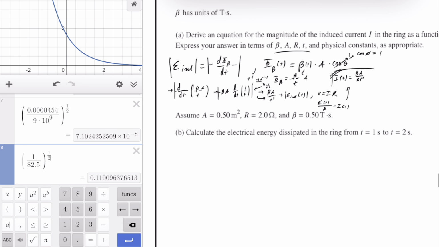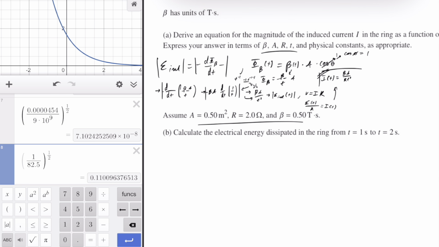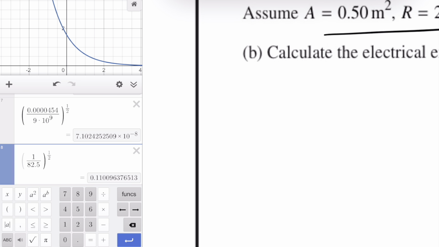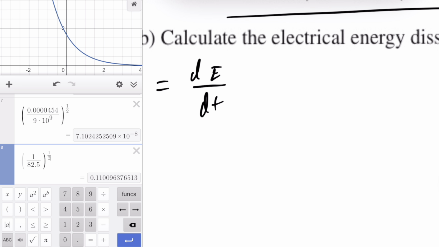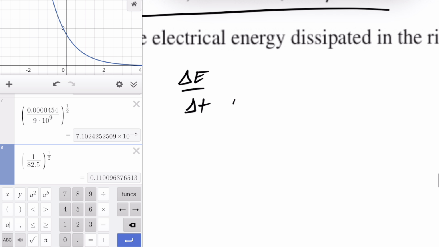Assume these numbers. A equals 0.5 meters squared, R equals 2 ohms, and B equals 0.5 Tesla seconds. Calculate the electrical energy dissipated from the ring from t equals 1 to t equals 2 seconds. What we need to realize is power is the derivative of energy, dE/dt, right? So it's how much energy I lose or dissipate. It's the change in energy over the change in time. So if I take power times the change in time, that has to equal my change in energy, right?